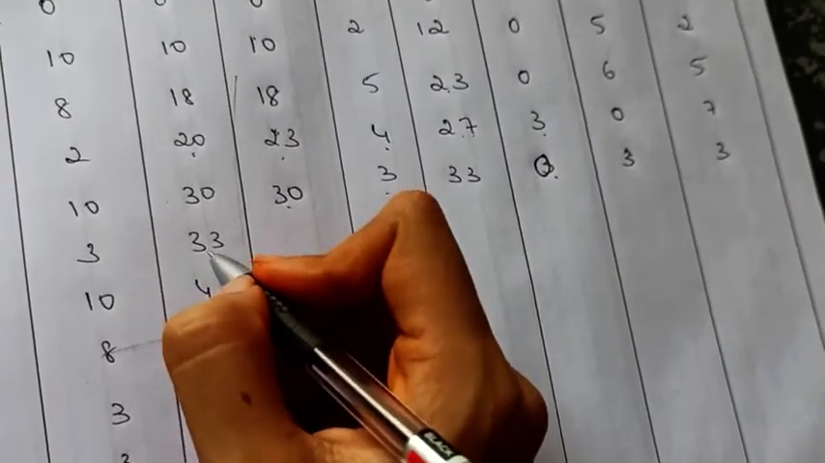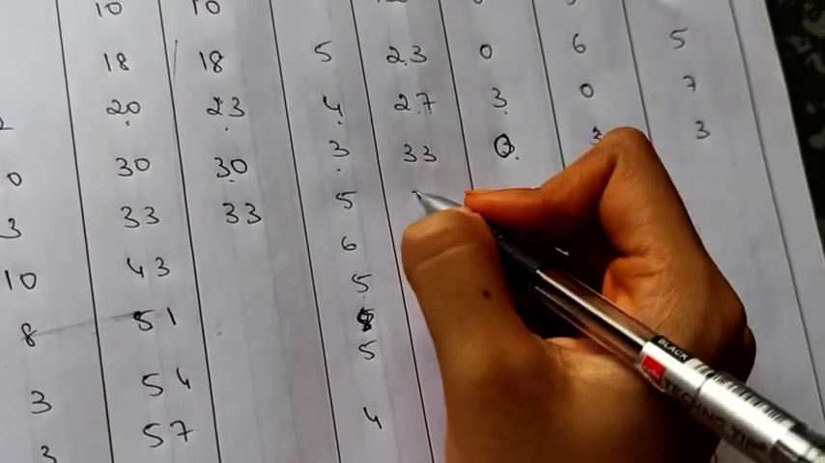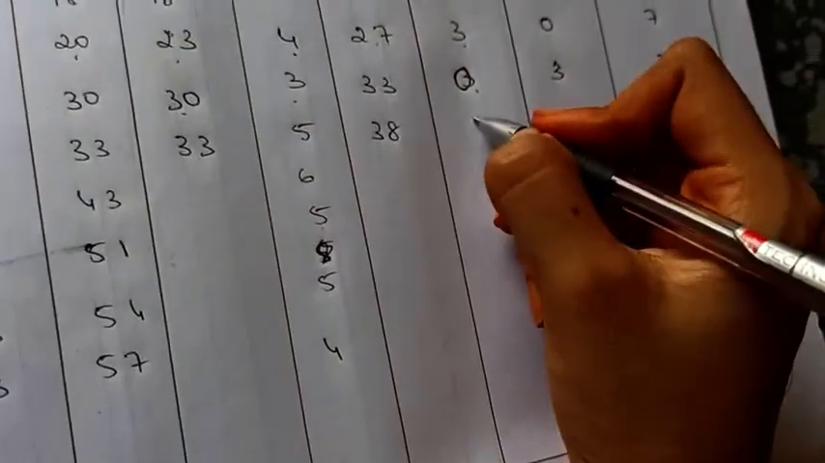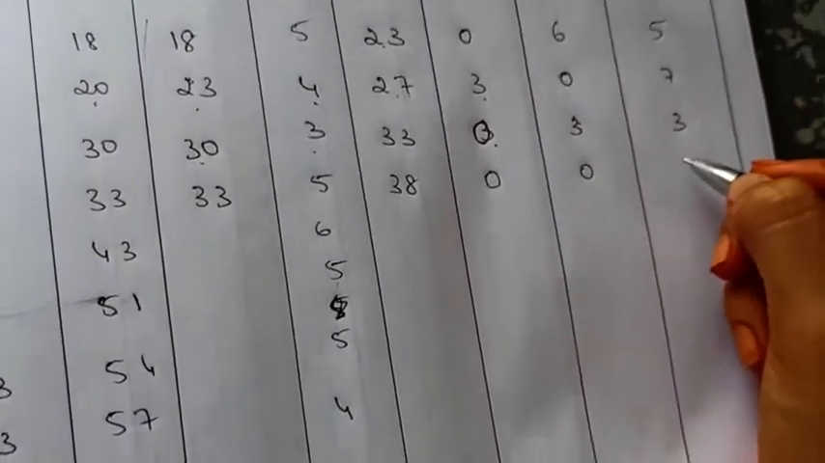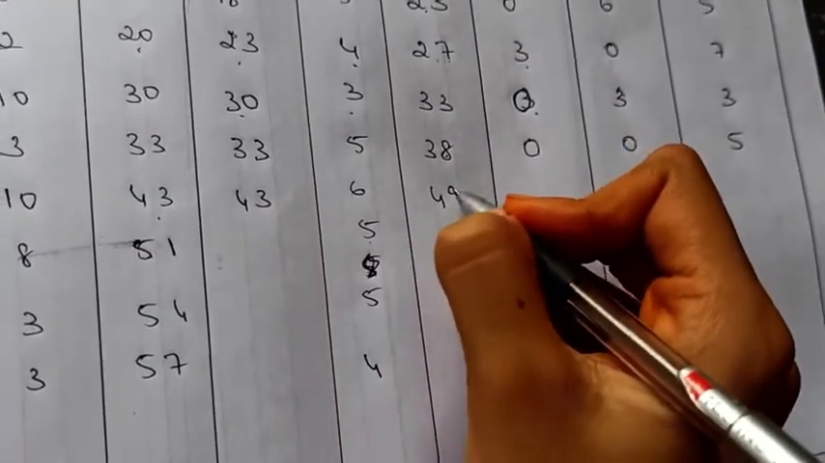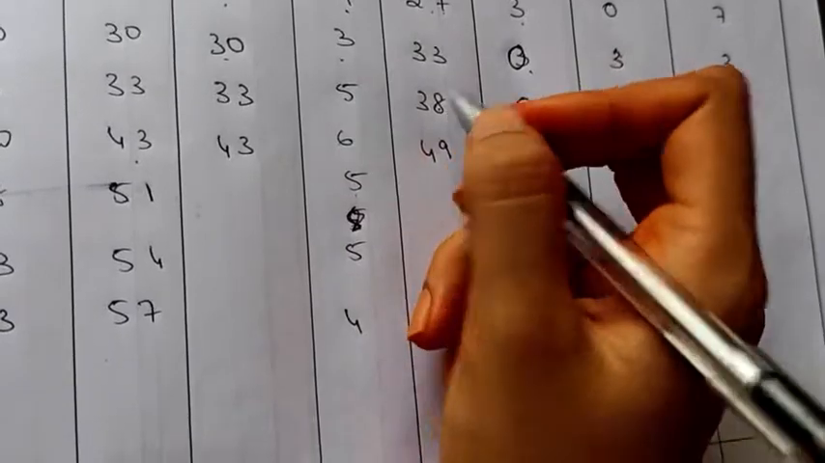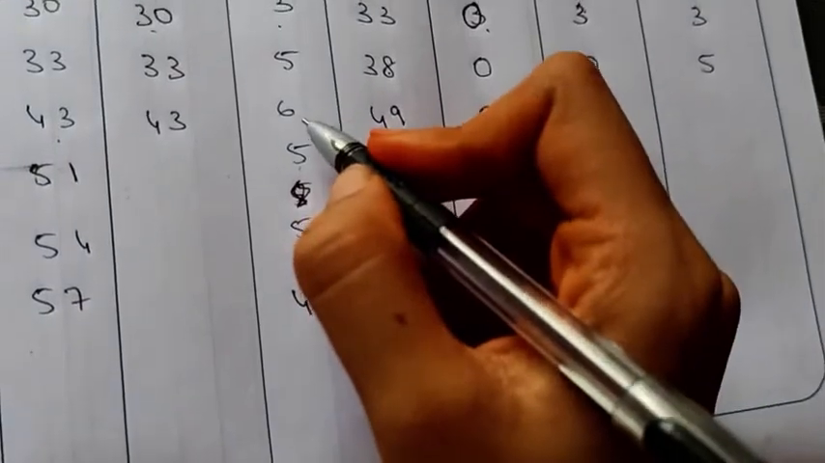Next customer comes at 33. Here it ended at 33, so it begins at 33. 33 plus 5 is 38. He did not wait for any time and the server wasn't idle. Total time spent in the system is 5. Next customer comes at 43. Between 38 and 43, the maximum is 43. Service ended at 49. He did not wait, so it's 0. The server was idle for 5 minutes. Total time spent in the system is service time plus waiting time, that is 6.